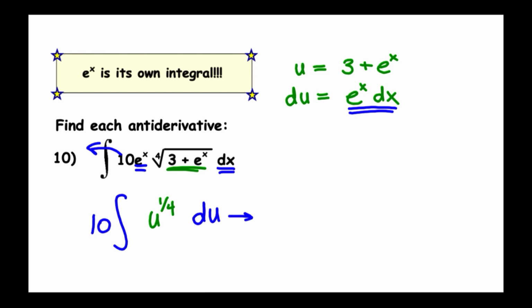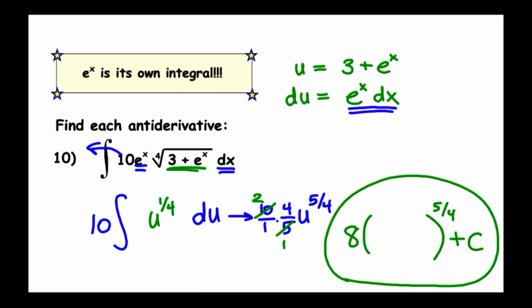All right, let's integrate this. Up by a power, so it'd be u to the 5/4. Divide by the new power, which is like multiplying by 4/5. Remember, there's still a 10 in front. The 10 and the 5 will cancel into a 2 and a 1. So your answer is going to be 8 u to the 5/4 plus c. Just don't forget to put the u back in, and you're all set.